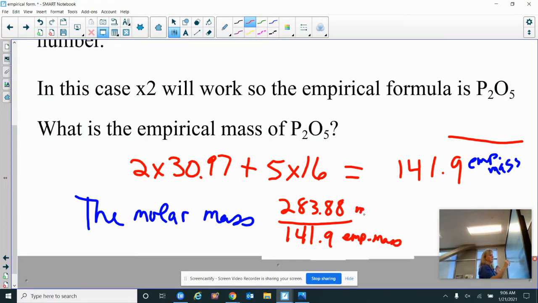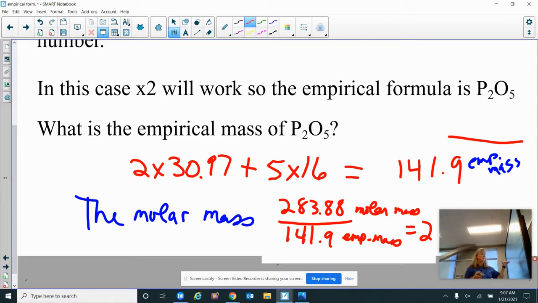And that will give me a whole number. If I don't get a whole number here, then I did something wrong and my empirical mass was wrong. Okay, so the molar mass divided by the empirical mass has to give a whole number. Sometimes the molar mass equals the empirical mass, and then we're done. So if we were told the molar mass was 142, then when we divide 142 by 141.9, it's 1. So that tells us the molecular formula is equal to the empirical formula.